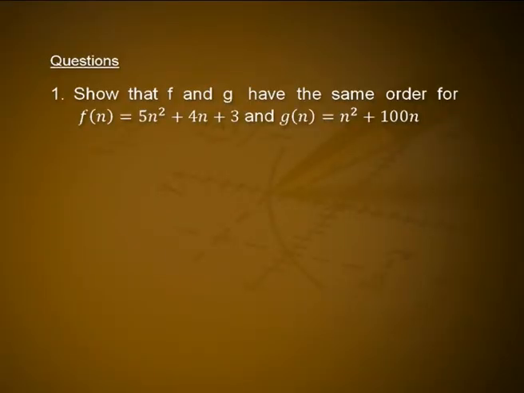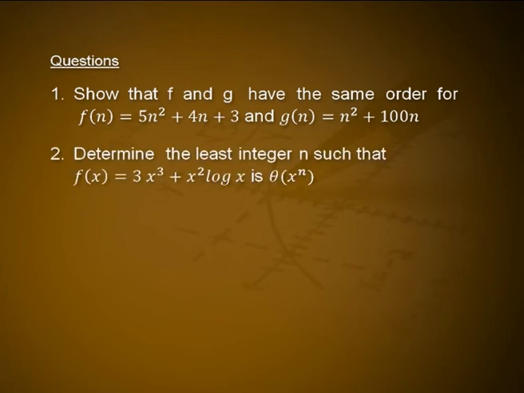The following problems are given for a better understanding of the topics. First one, show that f and g have the same order for f of n equal to 5n square plus 4n plus 3 and g of n equal to n square plus 100n. Second one, determine the least integer n such that f of x equal to 3x cube plus x square log x is theta of x raised to n.